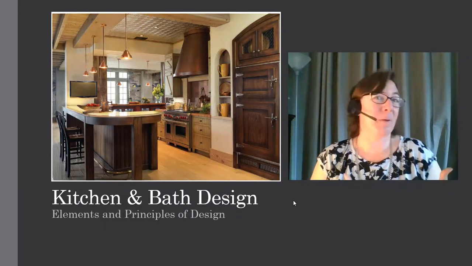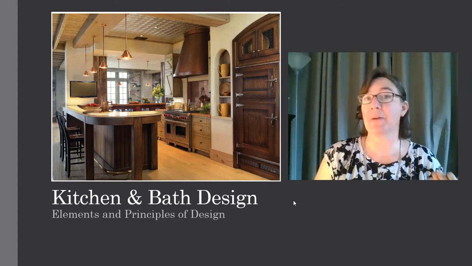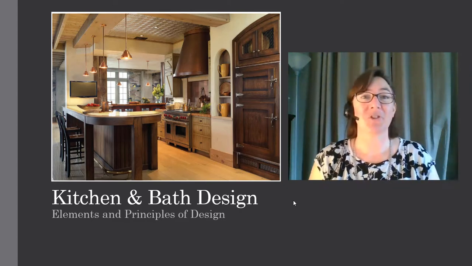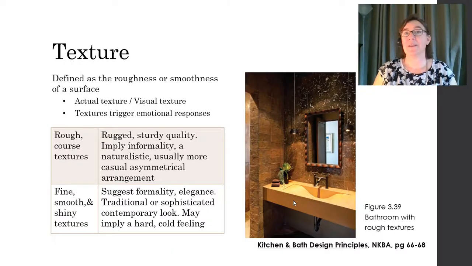Welcome back. This is kind of part two of our discussion about elements of design, and we're going to talk about color, texture, and light. So you already know what texture is. It's defined as the roughness or smoothness of a surface. But did you realize that you can have actual texture, that's three-dimensional texture that you can feel with your senses?